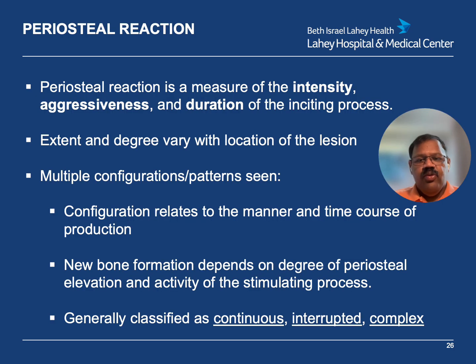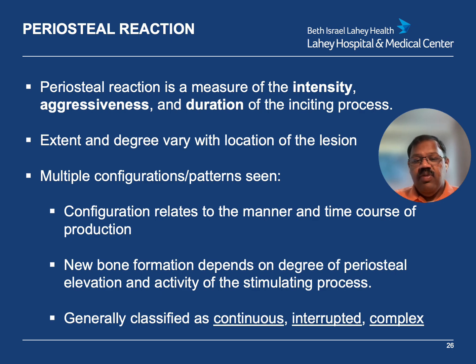So the next step, after we have looked at both margins and matrices, is to now assess for a periosteal reaction. The periosteal reaction is essentially a measure of the intensity, aggressiveness, and duration of the inciting process. We usually only see periosteal reactions in rapidly growing tumors where you have elevation of the overlying periosteum of the bone due to rapid expansion of lesional tissue. So they're oftentimes a hallmark indicator of an underlying malignant tumor, since the lesional tissue is expanding so rapidly and the bone has not had time to accommodate for that rapid growth.